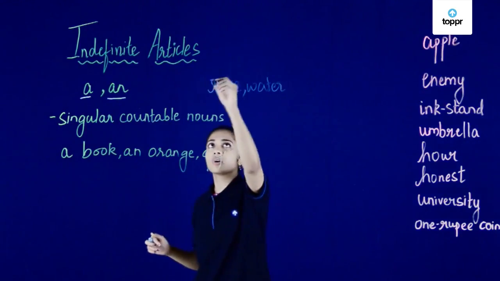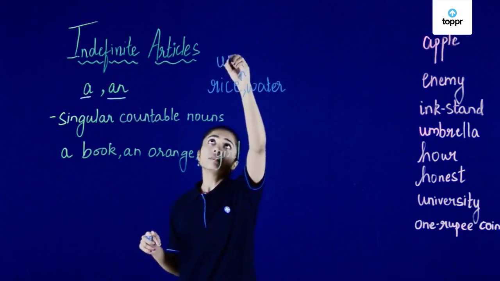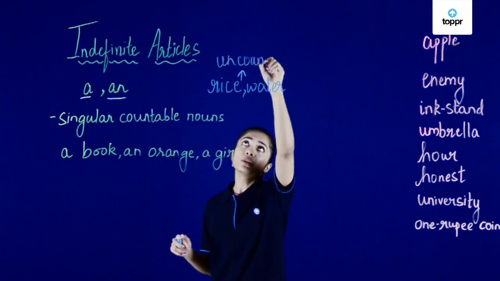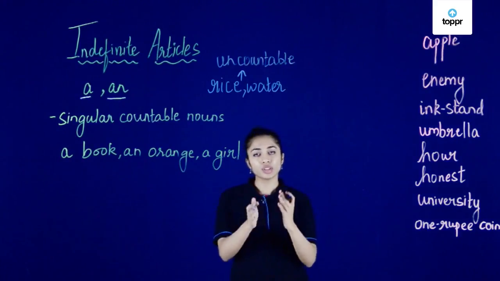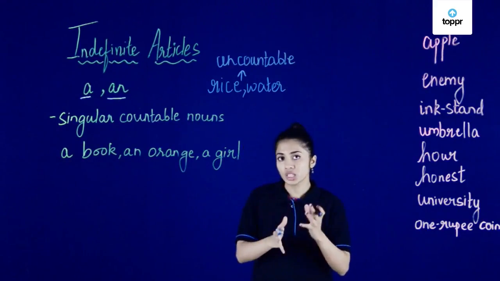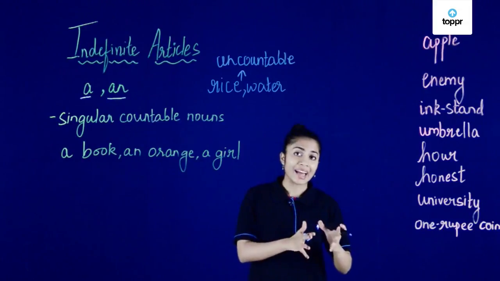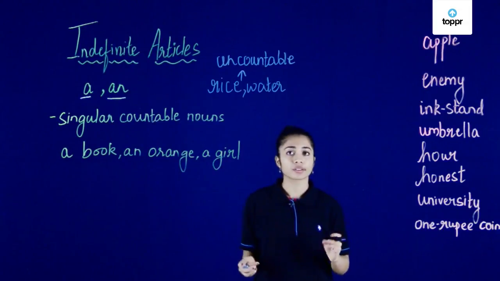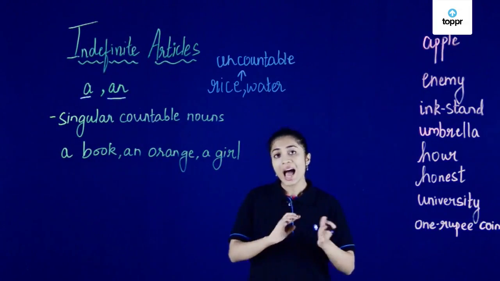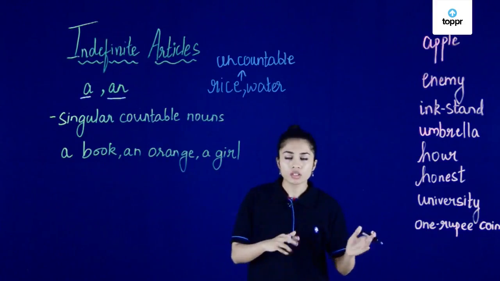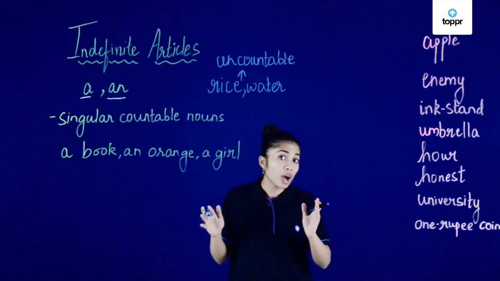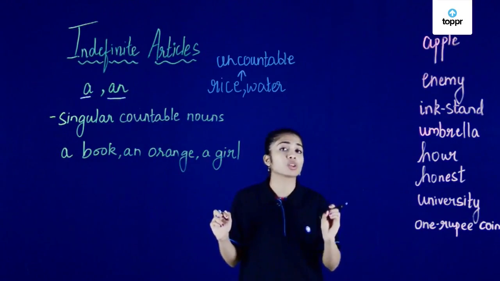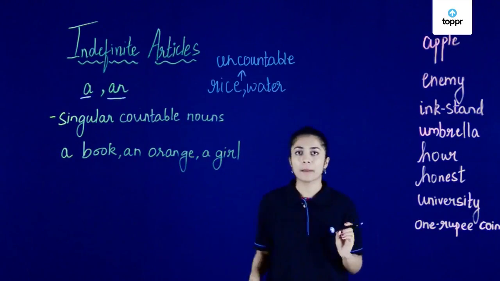So these are uncountable. And therefore, the purpose of me writing down the uncountable nouns is I want you to know that you cannot use a and an, that is our indefinite articles, before uncountable nouns and before plural nouns. They can only be used before what? Before singular countable nouns. And I have a few examples here.